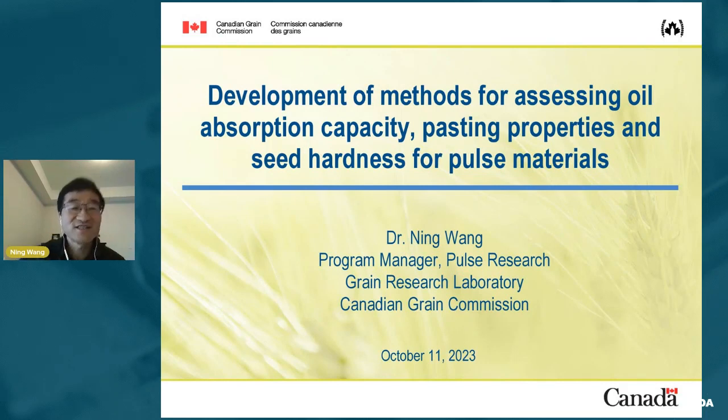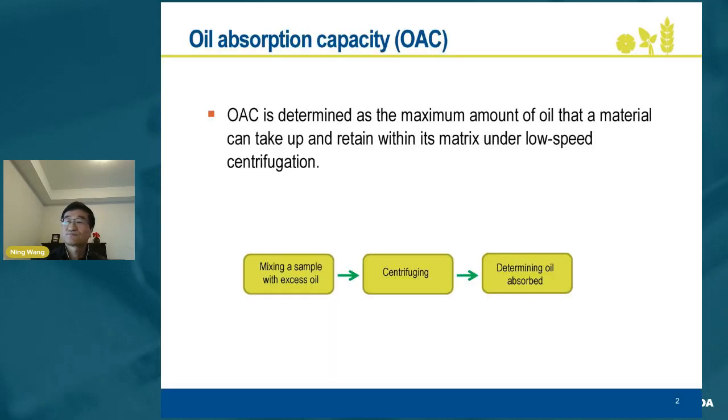Thank you, Janelle and Pulse Canada, for giving this opportunity to present some of the results. So yes, this morning I'm going to talk about the development of methods for assessing oil absorption capacity, pasting properties, and seed hardness for pulse material. So oil absorption capacity is determined by the maximum amount of oil that the material can take up and retain within the matrix under low centrifugation. It's usually measured by mixing a sample with excess oil and centrifuging, and then you determine how much oil is absorbed by the sample.